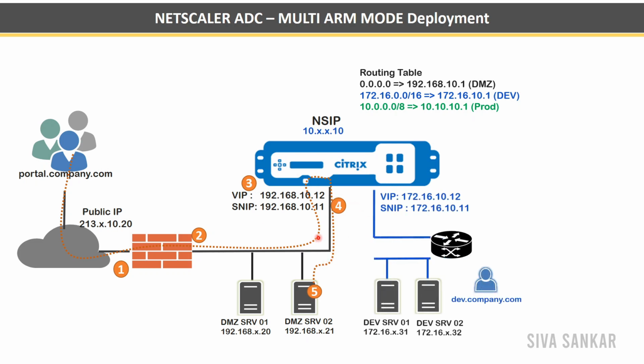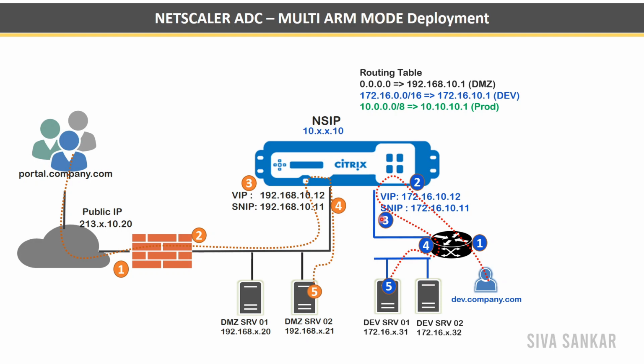Now let's say that we have a development network. If dev.company.com, the IP is 172.10.12, this is a virtual IP. If he wants to talk, the traffic will go like this, right? It goes to the router and then to Netscaler. Netscaler will decide to use the subnet IP and send it to the router and the backend server. Now this looks like 2-arm mode, but in fact you need to pay a little attention here.